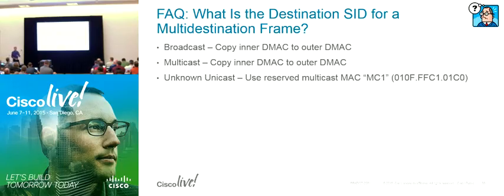For unknown unicast, however, there is a special case. We use a reserved MAC address. We call it MC1, and you can see what that MAC address is. So if any switch in the fabric sees this MAC address in the outer header, it will know that it is unknown unicast. And it will again perform the hash and distribution along the FabricPath F tag.